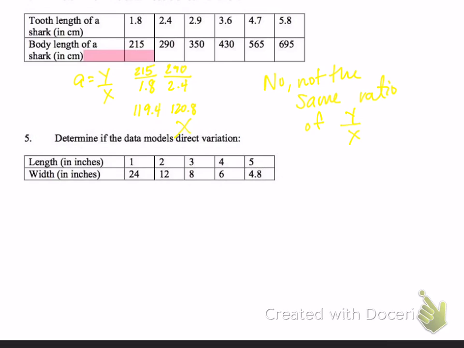So then we look at number 5. Which one is my y value, length or width? Width. So I'm going to take 24 over 1. That just reduces to 24. And then I'm going to do the second one, 12 over 2. That reduces to 6. Not the same. So I'm going to say no, not the same ratio of y over x.